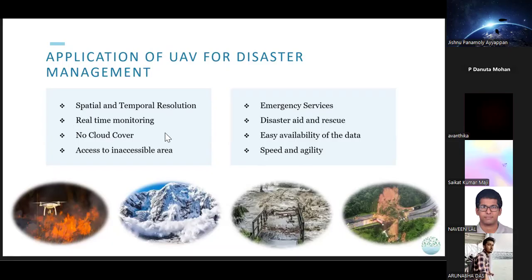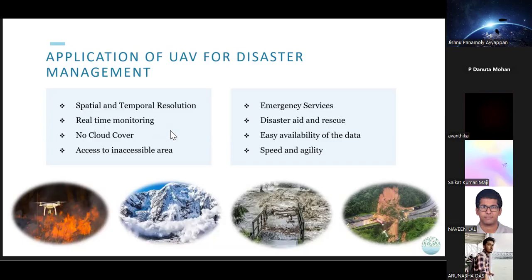Next comes the real-time monitoring of the data. Suppose there is a flood happening right now. You want to acquire the data so that you can know where people are stranded, or which areas have been seriously affected. You want to monitor or map those areas, or inform the police or help the government agencies. For real-time monitoring, we cannot rely on the satellites.